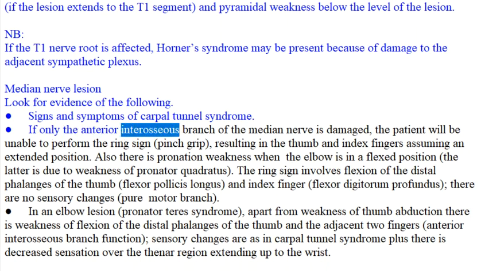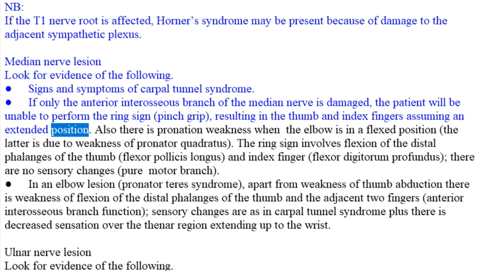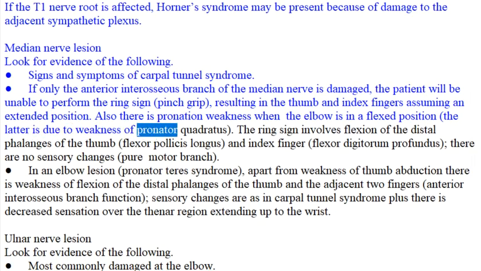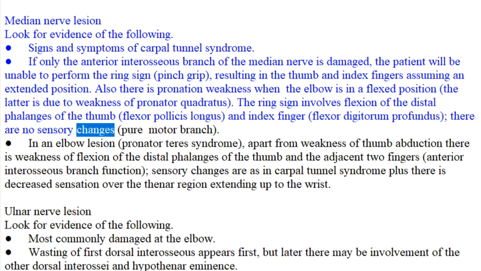If only the anterior interosseous branch of the median nerve is damaged, the patient will be unable to perform the ring sign, pinch grip, resulting in the thumb and index fingers assuming an extended position. Also, there is pronation weakness when the elbow is in a flexed position, the latter due to weakness of pronator quadratus. The ring sign involves flexion of the distal phalanges of the thumb, flexor pollicis longus, and index finger, flexor digitorum profundus. There are no sensory changes, pure motor branch.